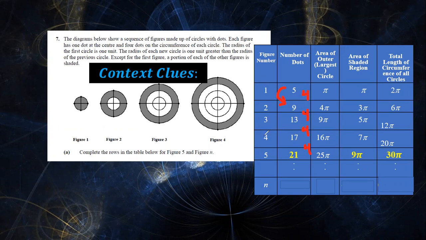4 times 4 is 16. Plus 1, it works for here. 4 by 5 is 20. Plus 1, it works for here, which gives me 21. So, based on that, we can tell that the general pattern of the number of dots is going to be 4n plus 1. Any questions there? Make sure the 4 will have to be included somewhere.